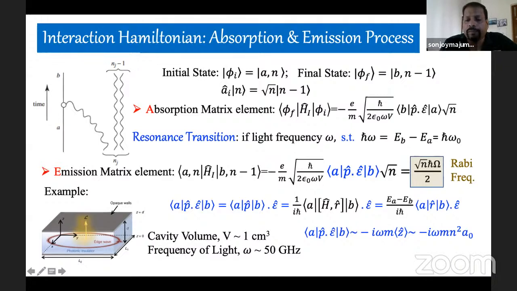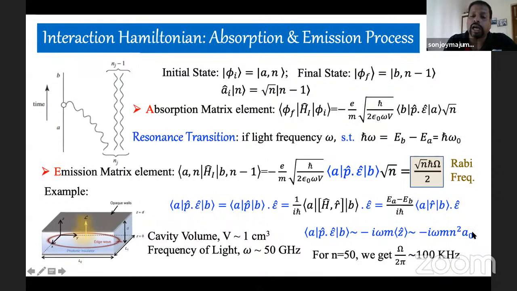50 is the omega, m is the mass of the electron. And what is Z? If I consider a hydrogen-like system, a Rydberg atom, Z will be the distance of the electron from the center. So here, if you just take the expectation value of Z, it will go as the principal quantum number squared times a naught. a naught is the Bohr radius.